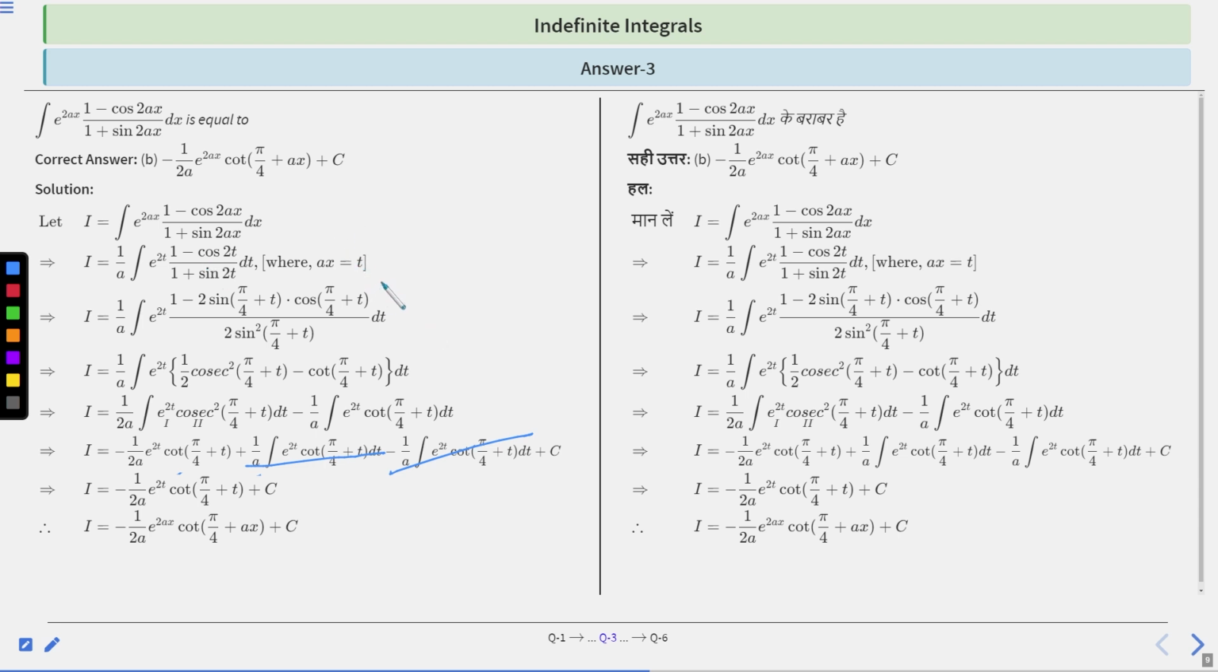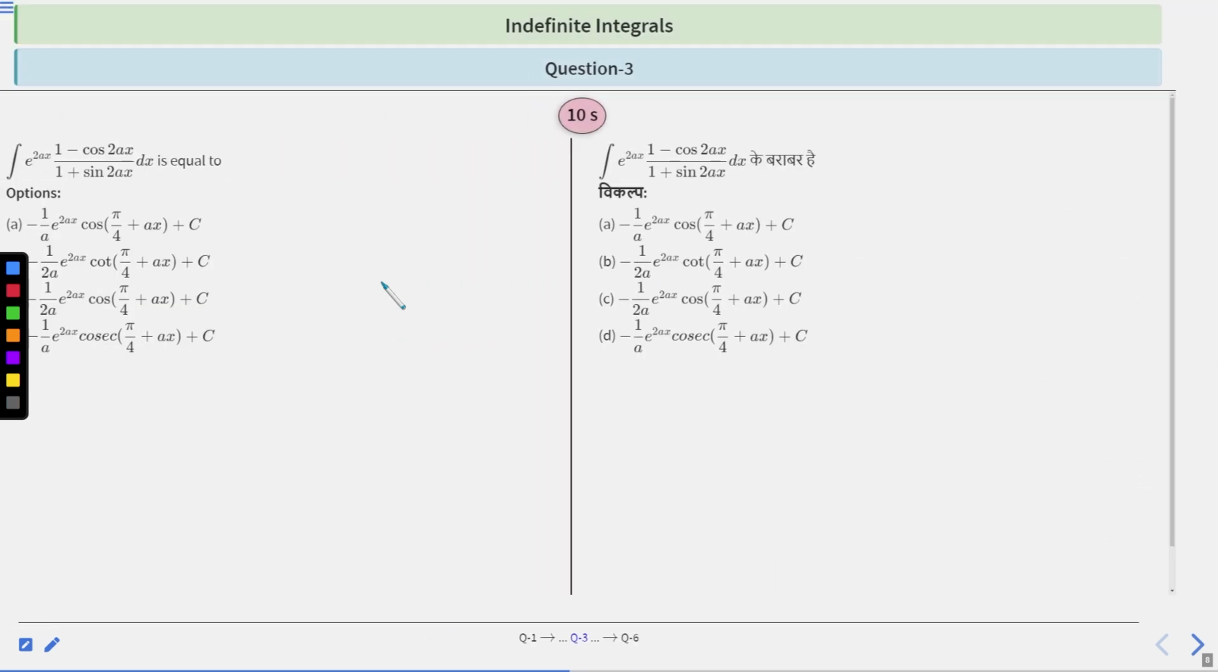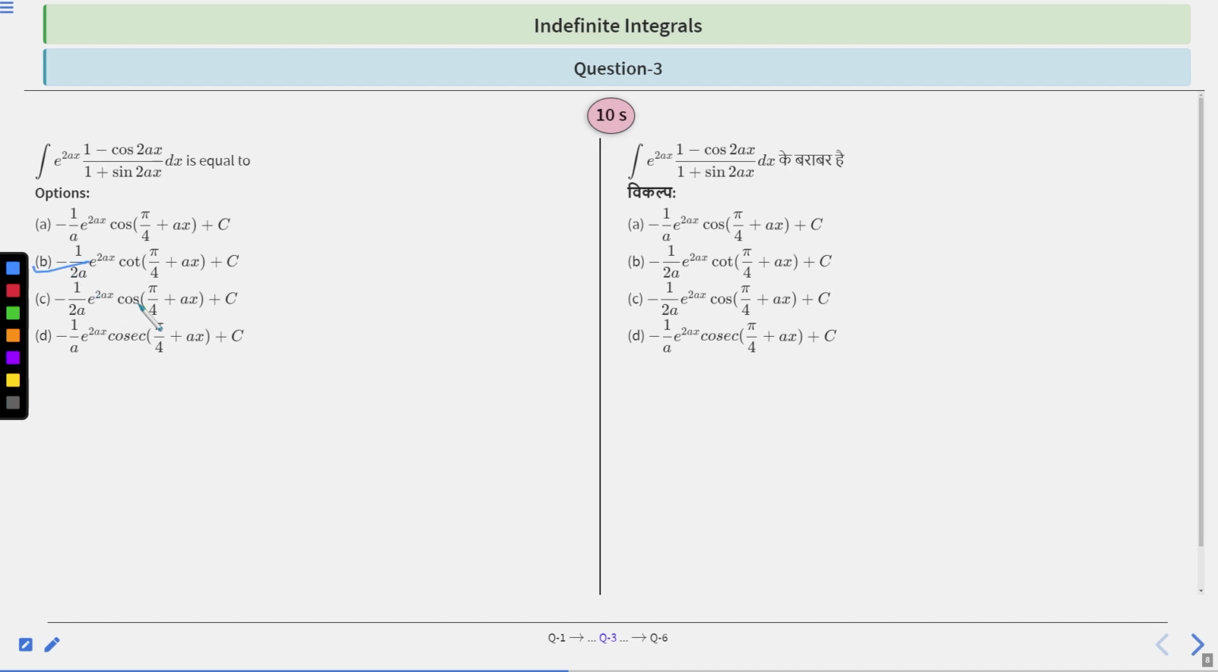But you will not go in the direction in which the option wants you to go, because you will reach an expression, but that expression will not match with the answer, right? So in this way you always try to approach these questions. So I think option B is the right choice: minus 1 by 2a e to the power 2ax cot(pi by 4 plus ax) plus c. This is the right answer.